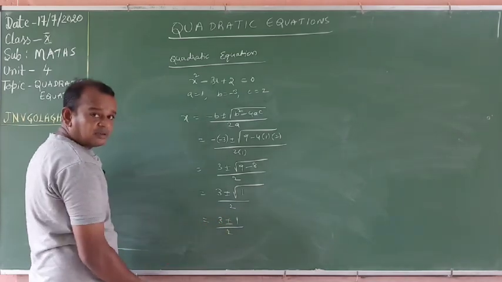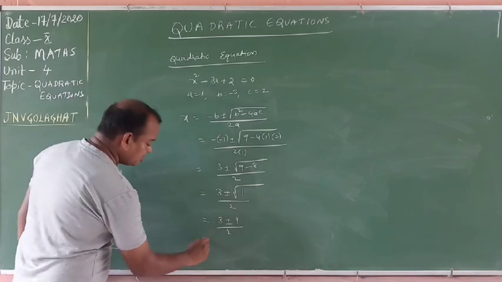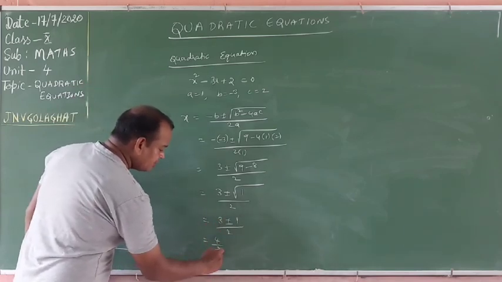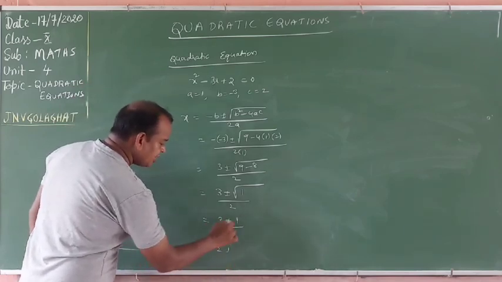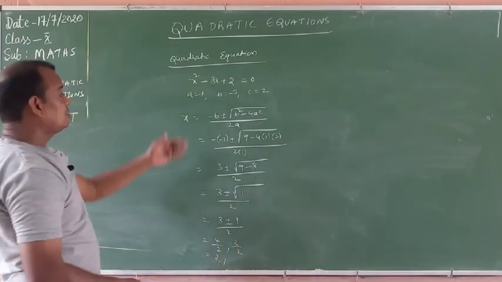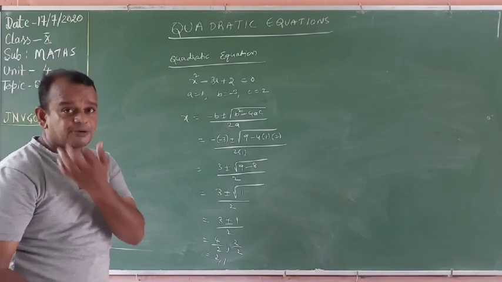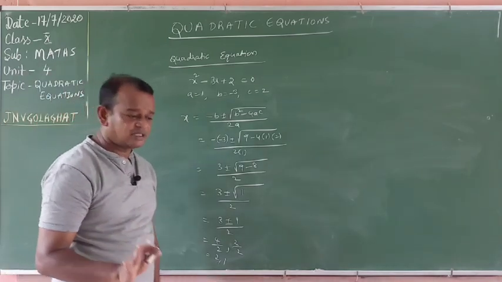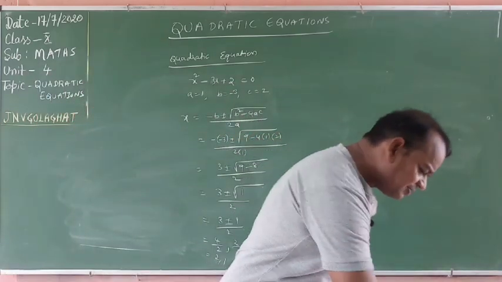Now we will take the plus one time and the minus one time: 3 plus 1, 4 by 2, comma, 3 minus 1 means 2 by 2. 4 by 2 means 2, comma 1. The values of x are 2, comma 1. Those are the roots of the quadratic equation. 100% right.